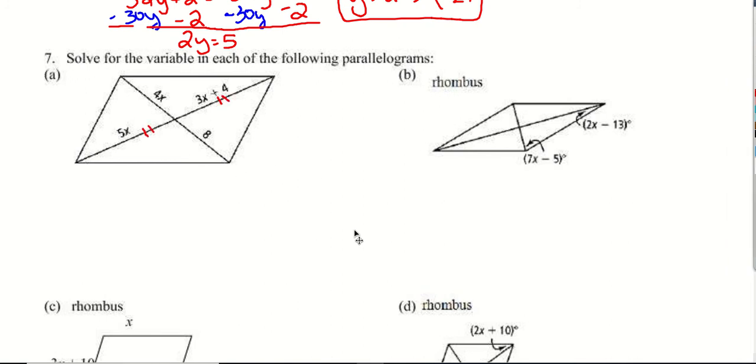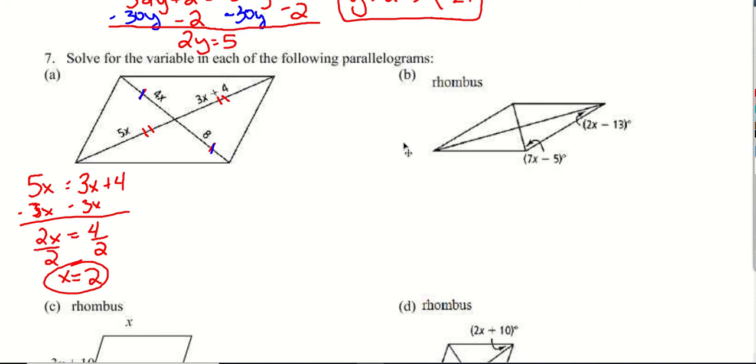So our first equation we can make is that 5x is equal to 3x plus 4, or 4x equals 8. So here we're just going to subtract the 3x, divide by 2, or we could just do the 4x equals 8 and divide by 4. But you should get 2 either way.